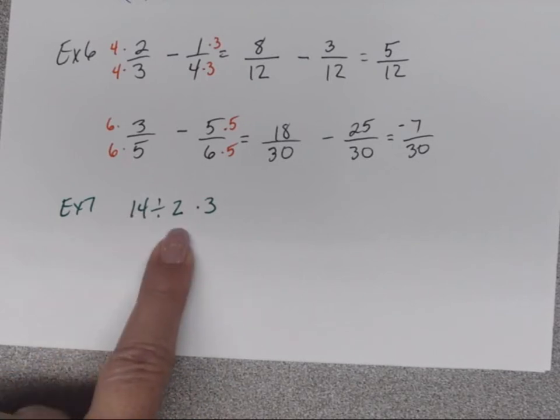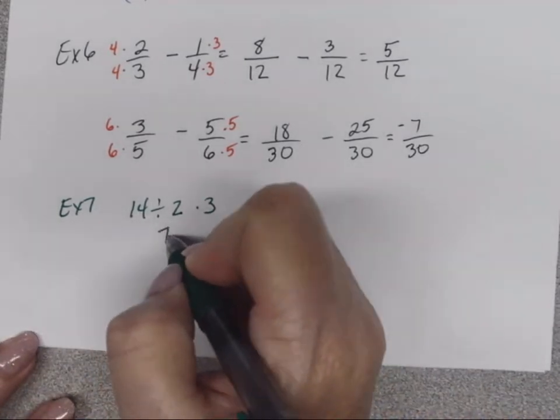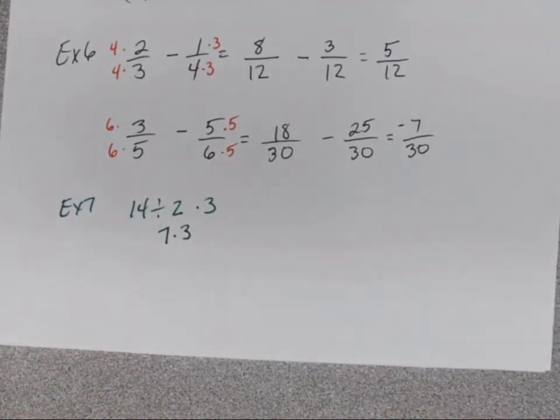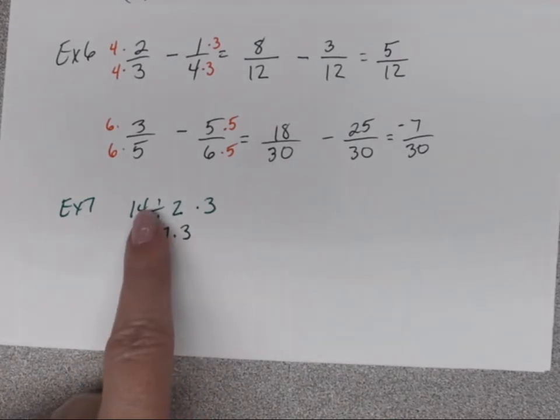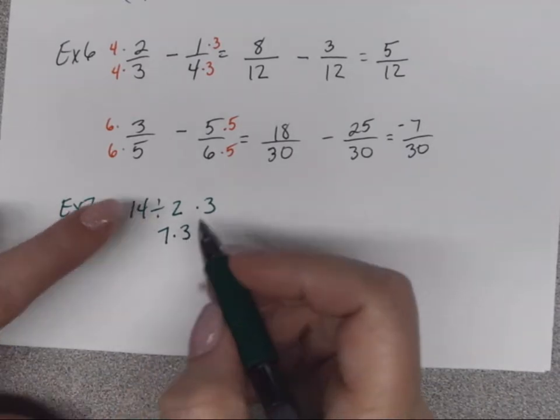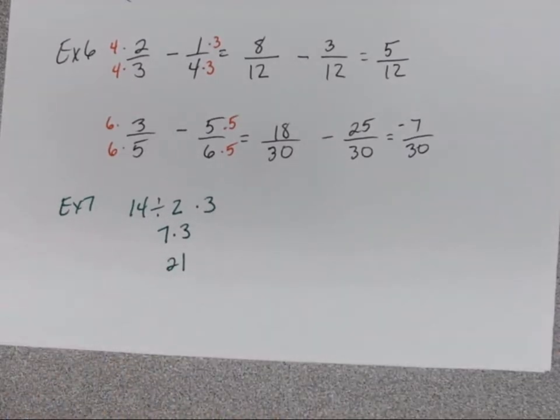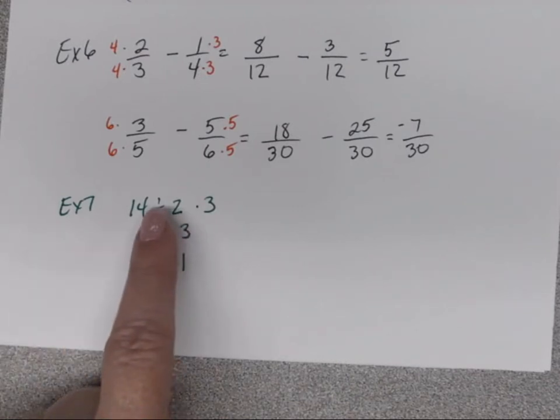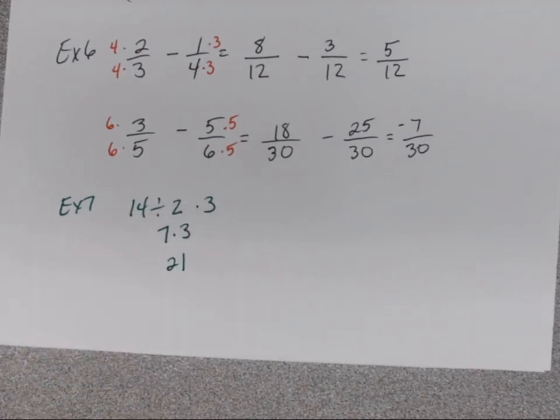So 14 divided by 2 is 7 times 3. We do not go 2 times 3 is 6, and then try and divide 14 divided by 6. So 7 times 3 is 21. And that's all you're going to do for that problem. So multiplication and division at the same time across a problem from left to right. Not multiplication first, not division first.